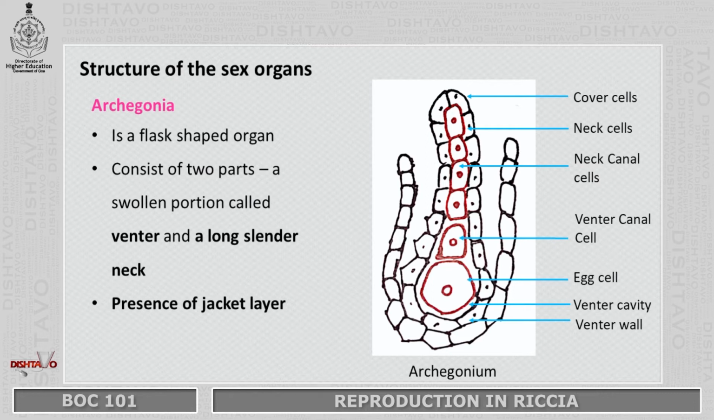The venter will have the venter canal cell and the egg cell in the venter cavity, and it will be lined by the venter wall. And the upper slender neck will be enclosing the neck canal cells, and at the apex, it will have the cover cells. So this is the basic structure of the archegonia.